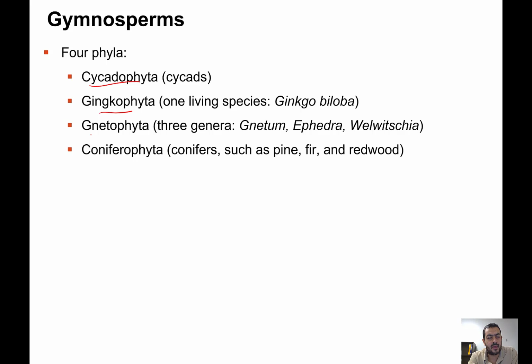Starting with the Gymnosperms, we will see that we have four phyla: the Cycadophyta, the Ginkgophyta, the Gnetophyta, and the Coniferophyta, which includes the conifers such as the pine, fir, and redwood.